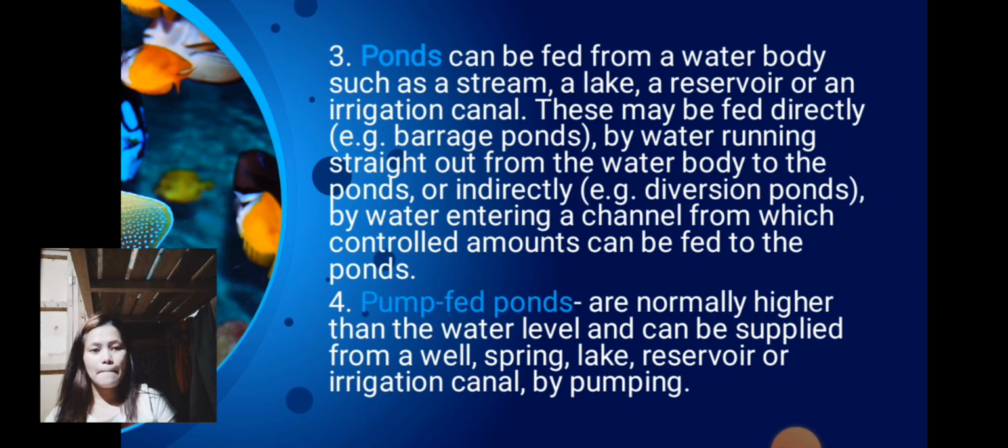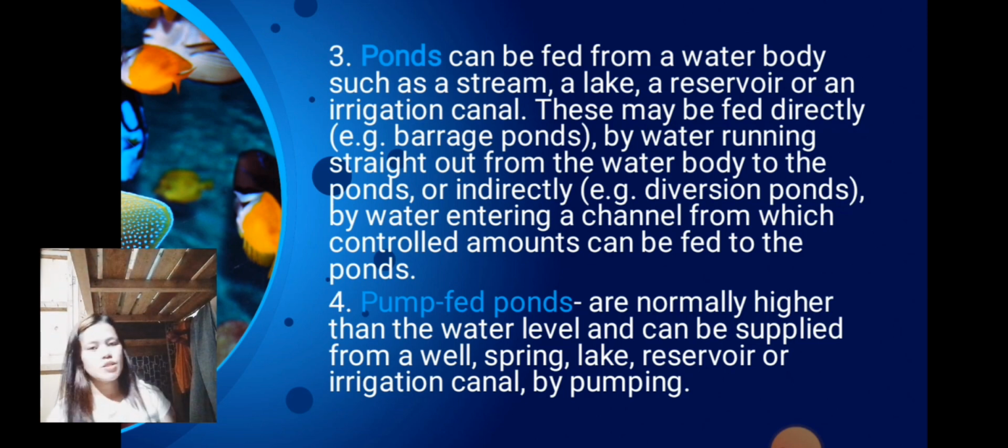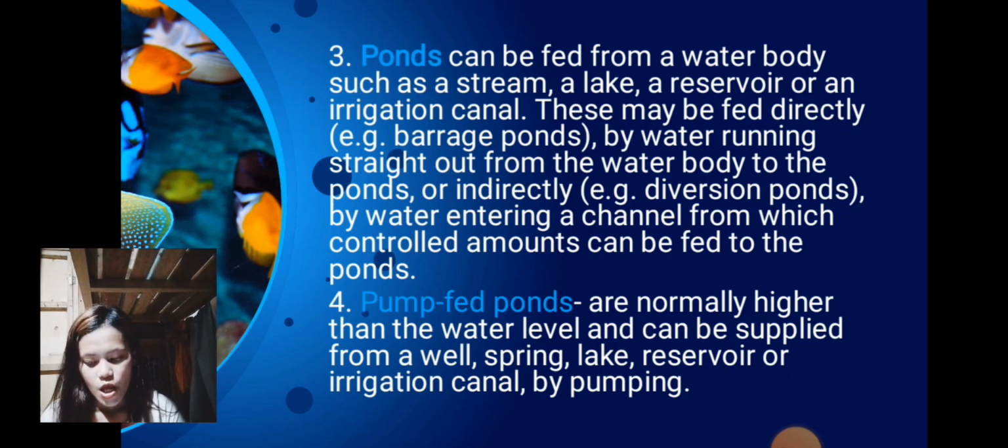So number 4, pump feed ponds are normally higher than the water level and can be supplied from a well, spring, lake, reservoir, or irrigation canal by pumping. Pump feed ponds are the basic system that comprises a pump placed below our pond and a filter set on the pond side. The pump draws water from underneath the pond, then filters the water until it returns again. The pump keeps working back and forth. A hand pump is needed because it filters the water to avoid water stagnating.